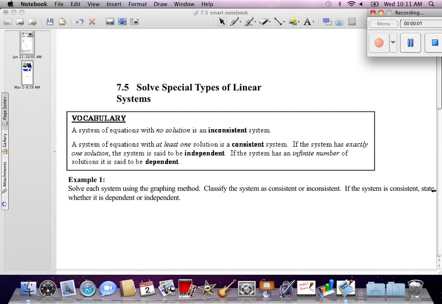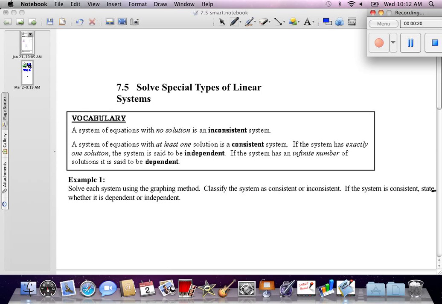So, what we're talking about today, and you're not talking while I'm talking, is consistent, inconsistent, consistent dependent, consistent independent. You guys remember this? Yes? Okay, remember, inconsistent, no solution, straight lines. So stop talking while I'm talking. Please draw this on your paper.